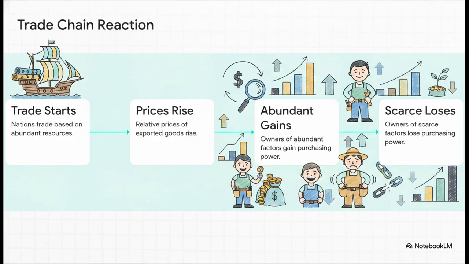Step 3. The owners of the abundant factor, so the laborers making the cloth, they see their wages rise and they gain purchasing power. But step 4 is the catch. The owners of the scarce factor, in this case landowners in the home country, actually see their real income and purchasing power fall. And this brilliantly illustrates the harsh reality of global commerce. The nation wins overall, for sure, but domestic scarce resources absolutely suffer.